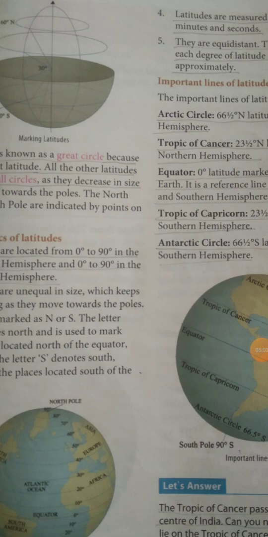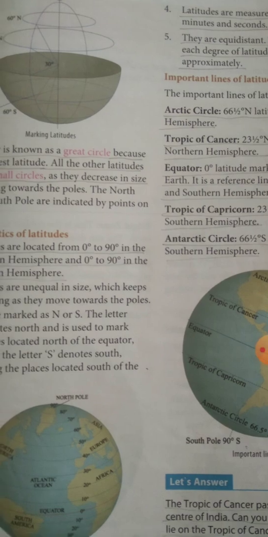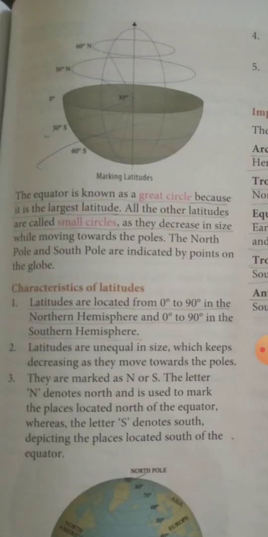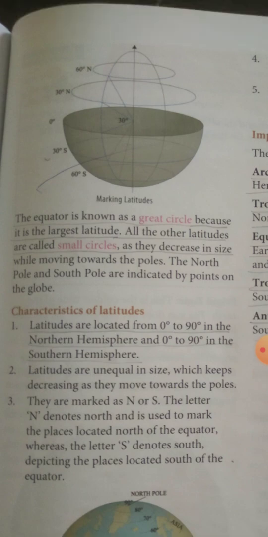Next, the equator is known as a great circle because it is the largest latitude. The equator is known as a great circle because it is the largest latitude. All the other latitudes are called small circles.